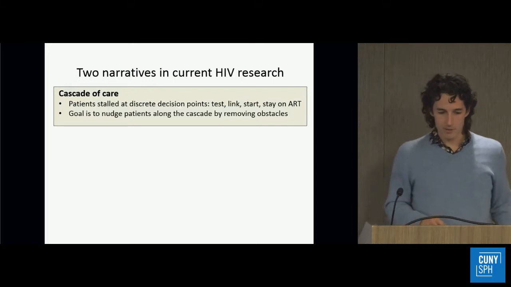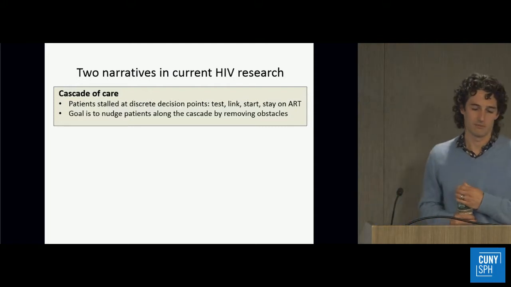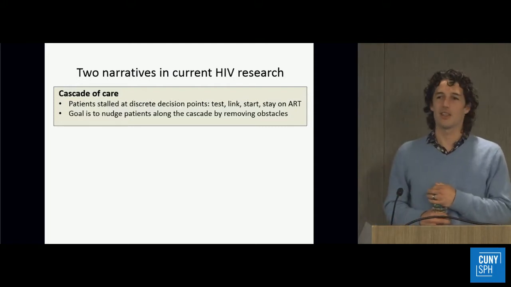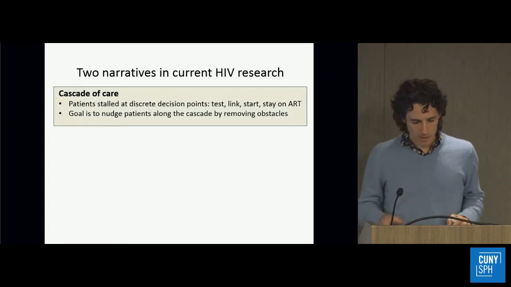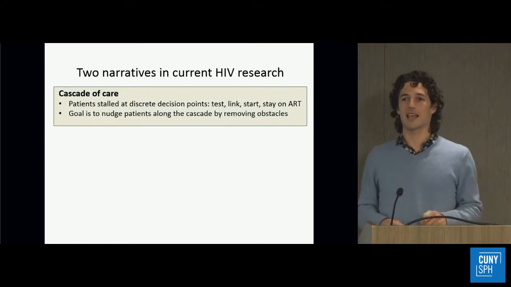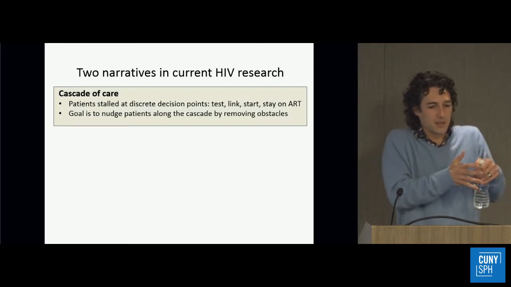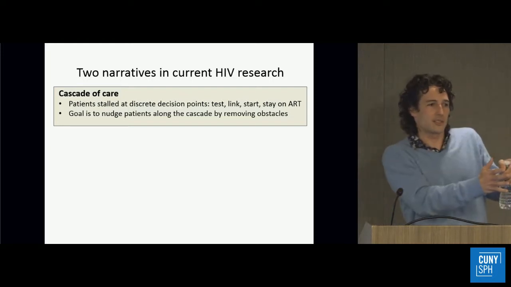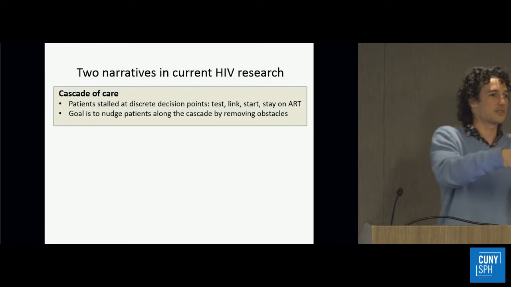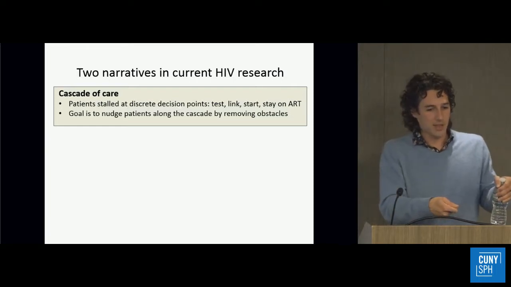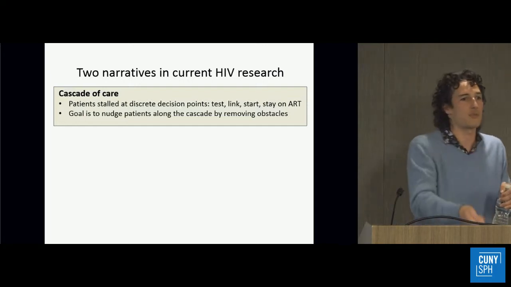So I would say that there's sort of two ways that folks in HIV implementation science, maybe I should say, think about patient behavior or care-seeking behavior. And first is this cascade of care narrative, where patients are stalled at discrete decision points. They haven't tested, so we got to get them to test. They haven't linked, so we need to take them to link, or we need to bring linkage to them. They haven't started, so we need to get them to start. In fact, even on the same day, they aren't staying, so we need to figure out how to get them to stay, and we'll even deliver the pills to them, right?